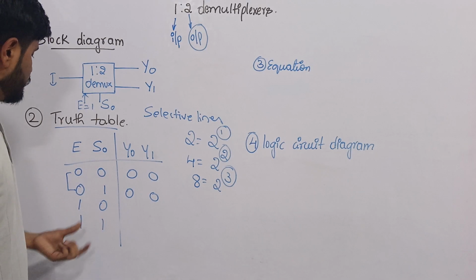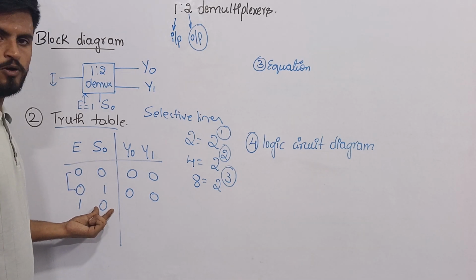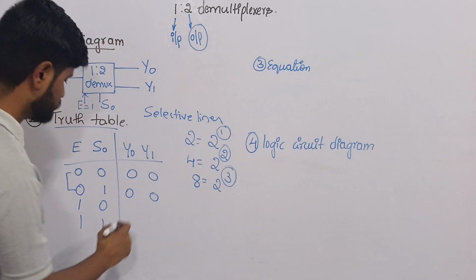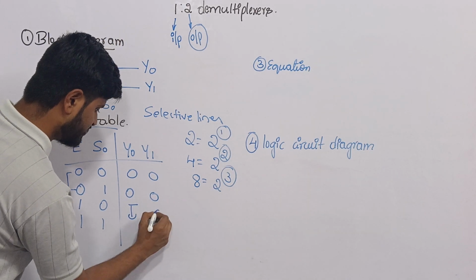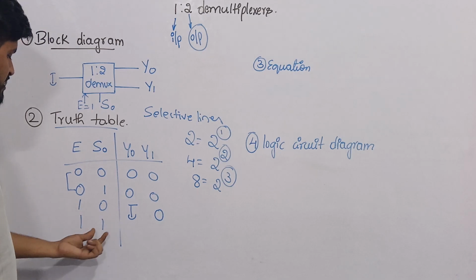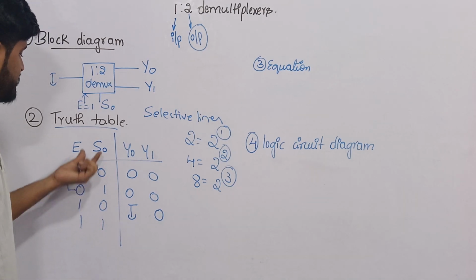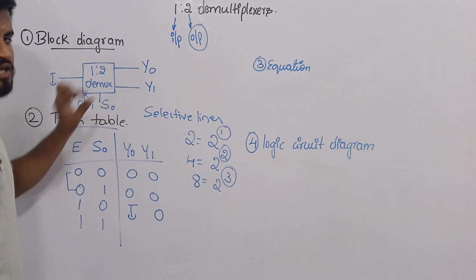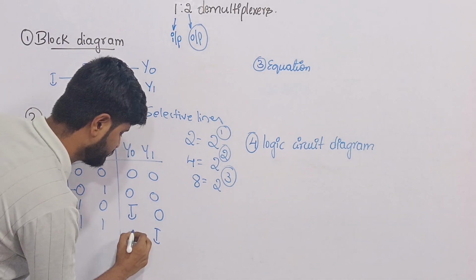Let us assume that when the S0 value is equal to 0, the input I will come through the output Y0. So I will write I here and this will be 0. Vice versa, when the S0 value is equal to 1, let us consider the input I will come through the output Y1.